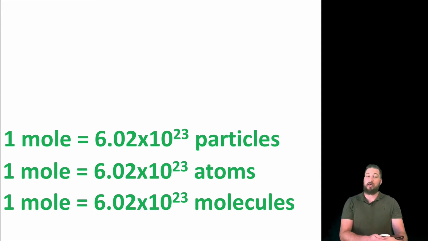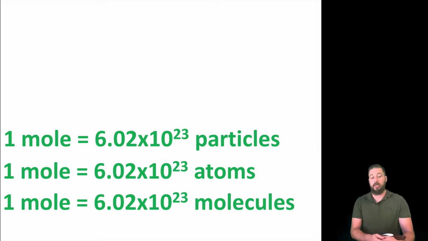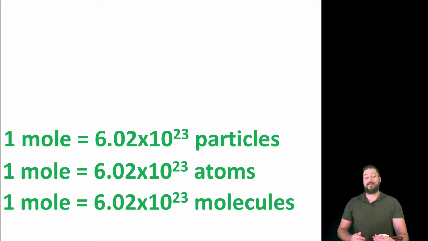Now you can change that word particle for atoms or molecules or ions, which we'll learn about ions later. But essentially 1 mole of anything is 6.02 times 10 to the 23rd, just like a dozen eggs or a dozen donuts or a dozen chairs. Whatever you're using the word dozen for means 12.